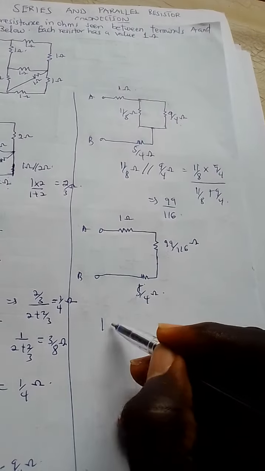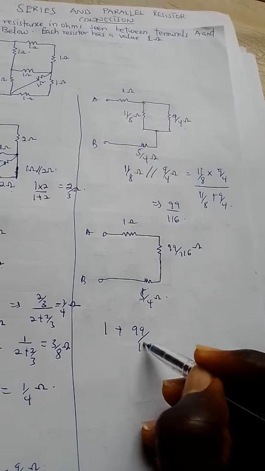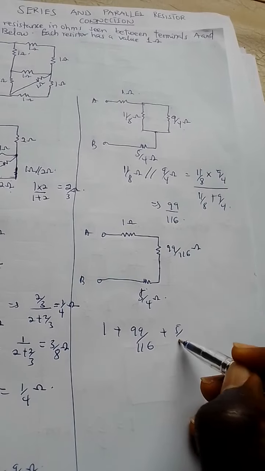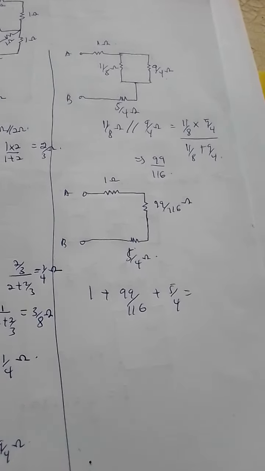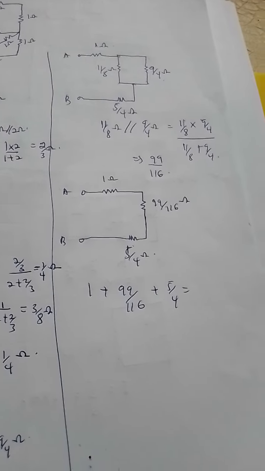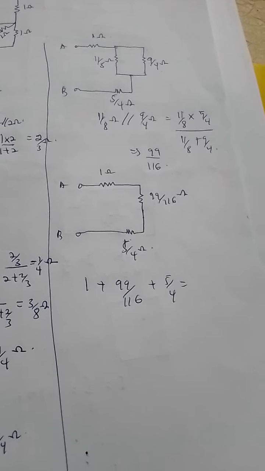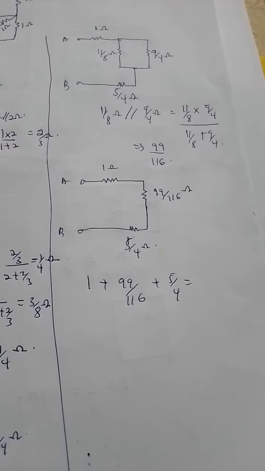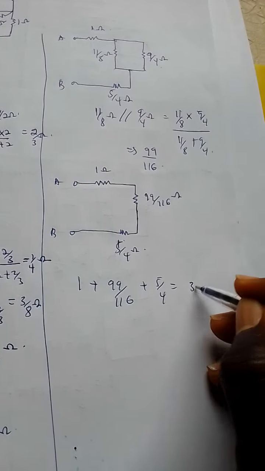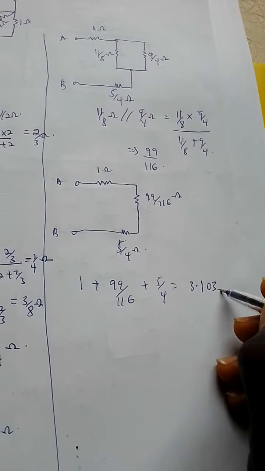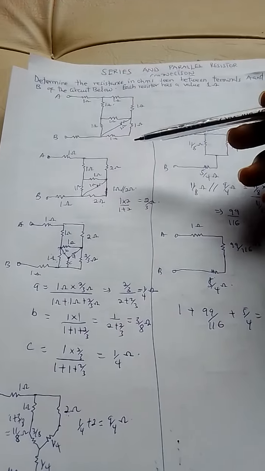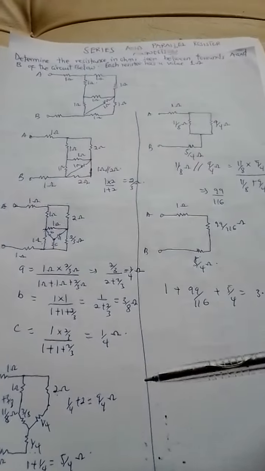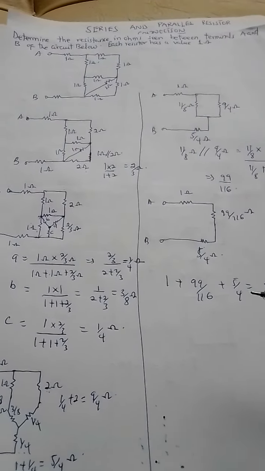So we simply add 1 plus 99 over 116 plus 5 over 4. What are we getting? So 1 plus 99 over 116 plus 5 over 4, and that is giving us 3.103 ohms. So this is the effective resistance of this complex circuit, and we have broken it down step by step. This is the end of the video.